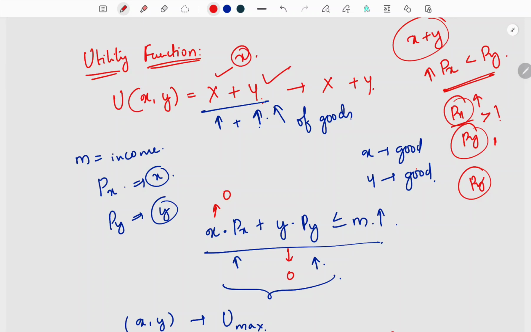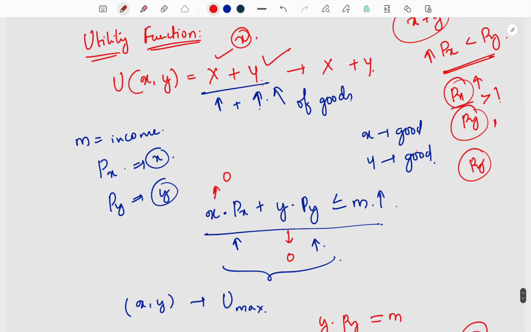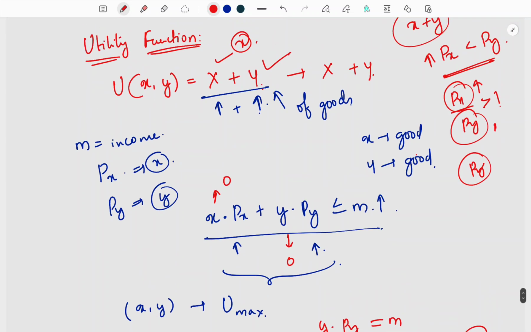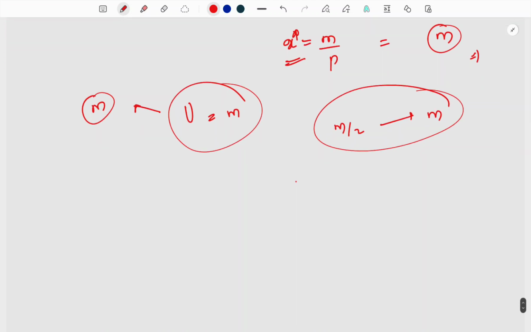Okay, that's why we just need to stress on prices whenever you solve the utility functions of substitute goods. Okay, thank you. We'll see complementary goods in the next section.